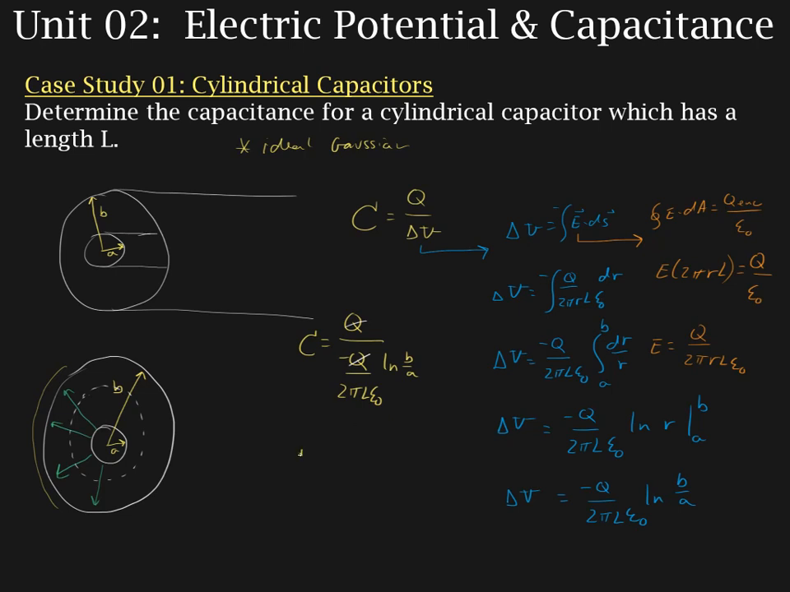And so we get C is equal to 2 pi L epsilon naught over minus the natural log of B over A. And the only thing we're going to do now to change this up is get rid of the negative sign. And we do that by switching A and B. And so the capacitance is going to be equal to 2 pi L epsilon naught over the natural log of A over B.